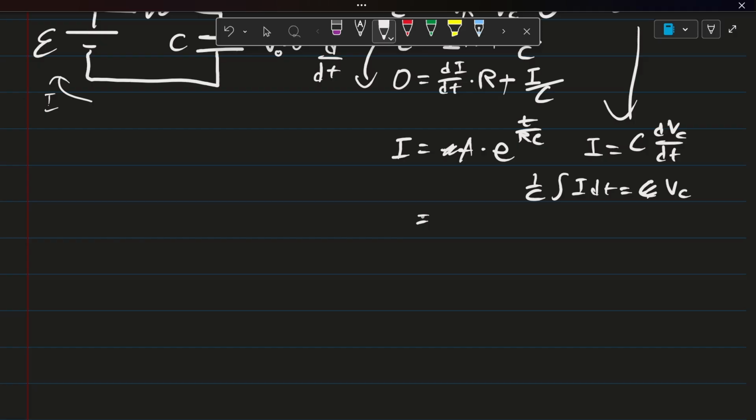So integrating this, we would get A, the integral of that, it should be e to the power t over RC times RC. Divide that by C. So you would get AR e to the power negative t over RC. And that's the voltage here.